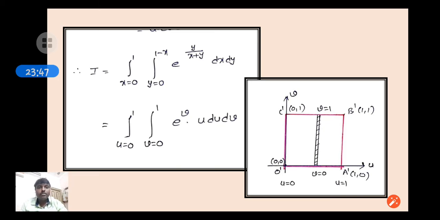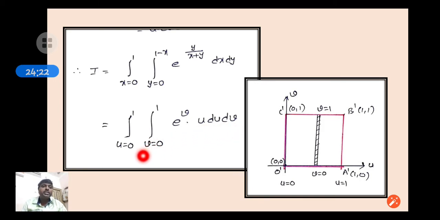The original problem is the integral x equal to 0 to 1, y equal to 0 to 1 minus x, e power y by x plus y, dx dy. In terms of xy, we can convert it into terms of uv. See here, x plus y is u, y is uv. u cancels, only v remains, e power v. Next, dx dy is nothing but the Jacobian, u du dv.